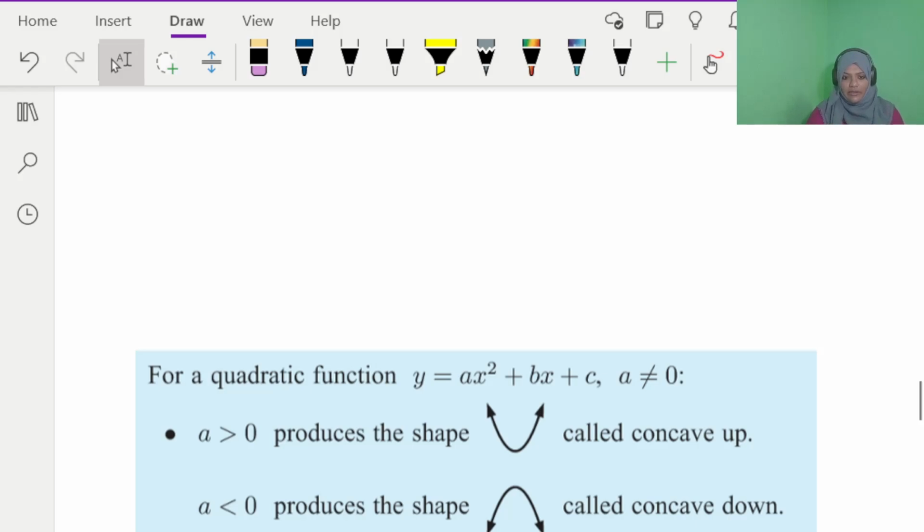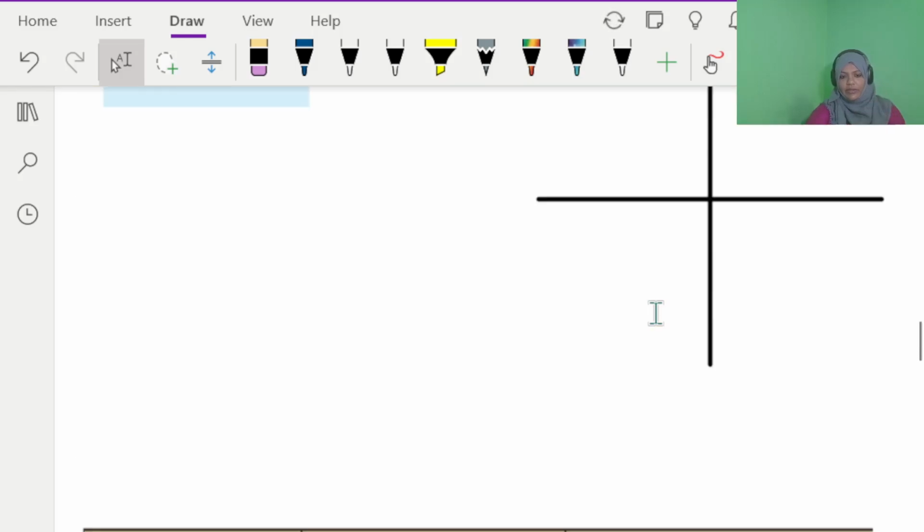I told you earlier about these two things, right? And if our a is between negative 1 and 1, you need to see that the graph is wider than the reference graph of y equals x square. And if it is less than negative 1 or greater than 1, it will be narrower than the reference graph of y equals x square. So these are the important points.